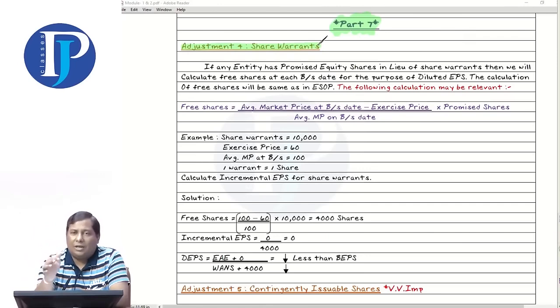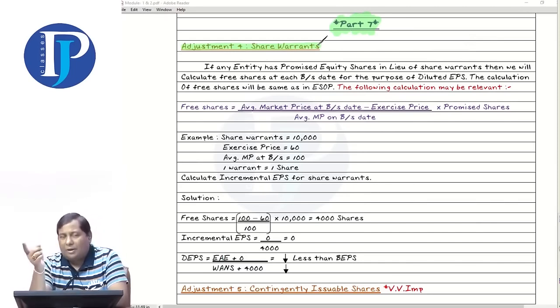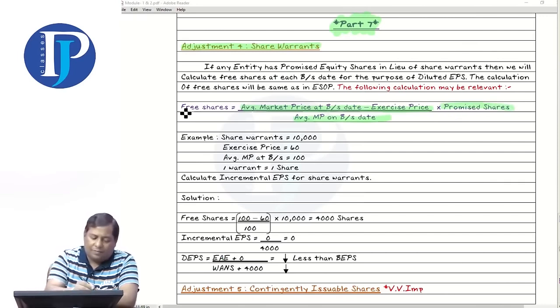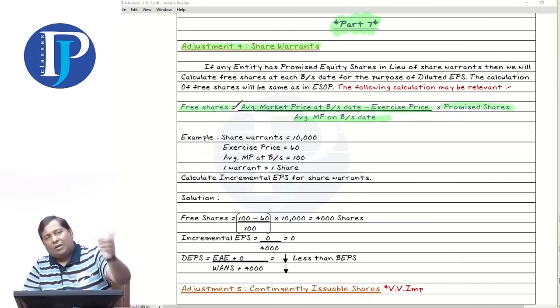People say, what's the benefit for them? The company tells them that they will fulfill today's promise. In the future, when the company grows and the market price is higher, they will not issue at that price but will lock the current price. We are talking about concessional issue. It's all the same here: average market price, exercise price, the same free share formula. Is this clear?